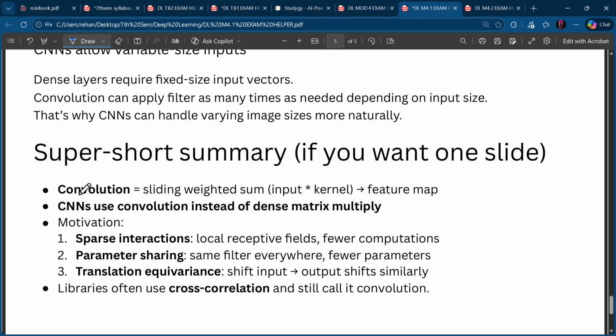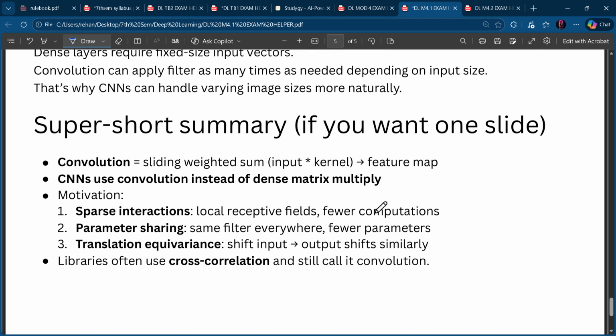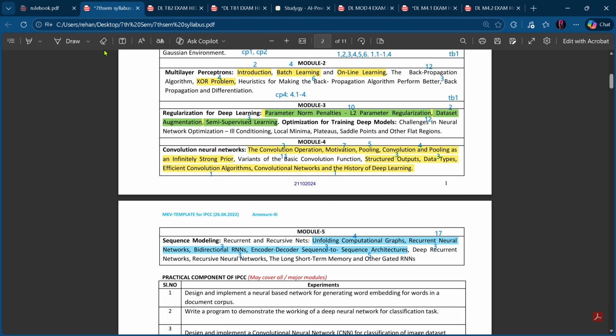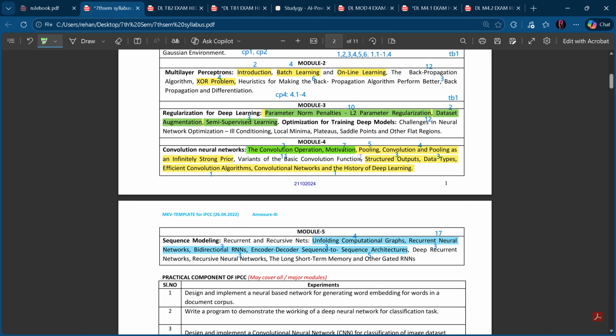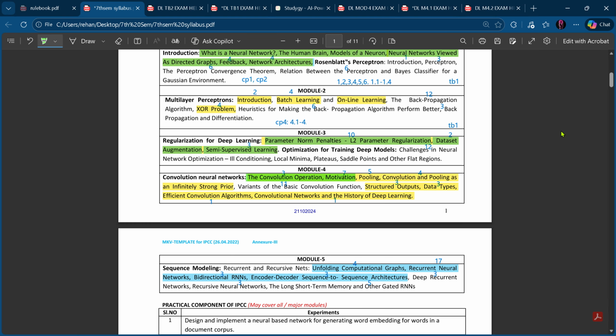Here are some extra notes which you can study for yourself. This is the overview of the complete two sections, convolution and motivation. We'll see in the next video the covering of pooling, and we'll cover convolution and pooling as an infinitely strong prior. We'll also move on to one video where we'll cover this entire thing.